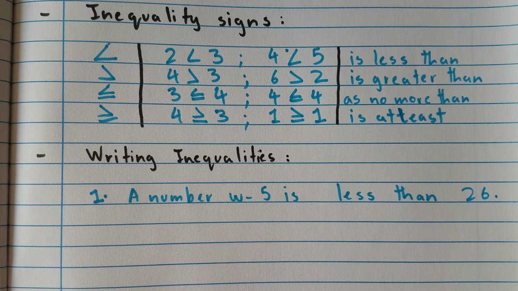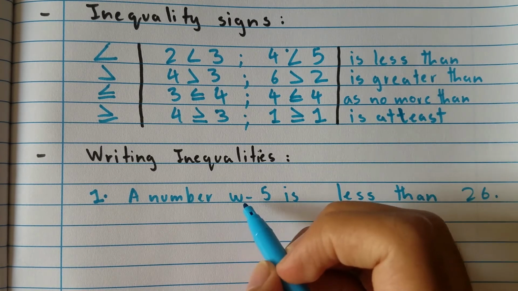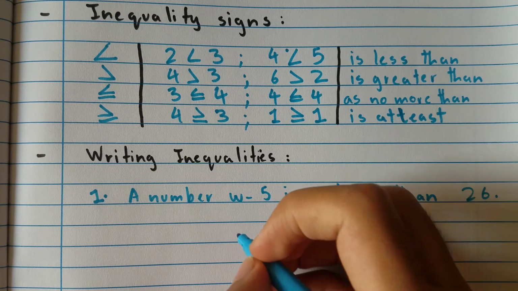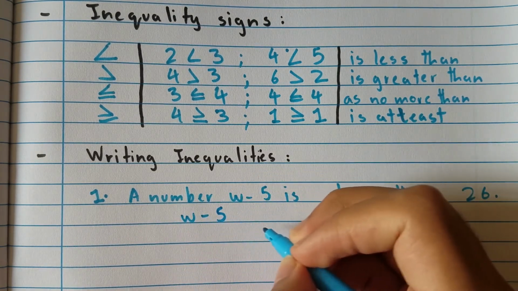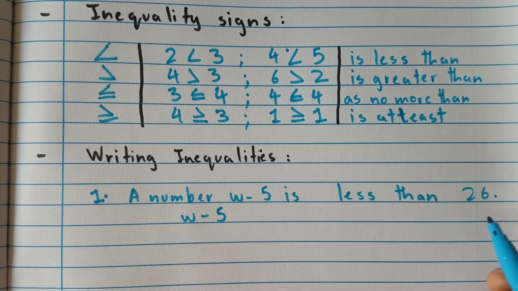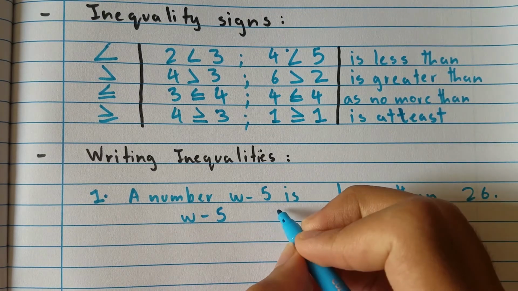Now let's write some inequalities based on some sentences. So here we are given that a number w minus 5 is less than 26. We know that we're comparing two numbers using an inequality sign. So here we can see that our first number is w minus 5. So we can write the first number w minus 5, and then we have some inequality sign comparing to some other number. The other number is 26, so we can also write that number.